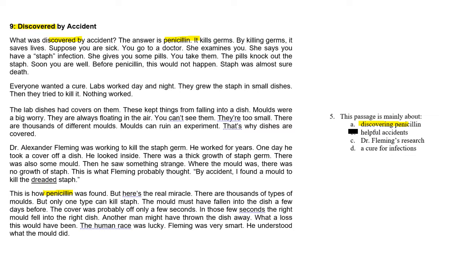Dr. Fleming's research? Well, this is also going to be too broad. In his lifetime, Dr. Fleming might have researched many different things. This is telling you about one thing that he was researching, one discovery that he made, not everything that he looked at in his lifetime. And D, look at D, it says cure for infections, plural. Well, actually, we're looking at staph, the cure for staph. We're only looking at this one infection. So D is also too broad. The correct answer is answer A.